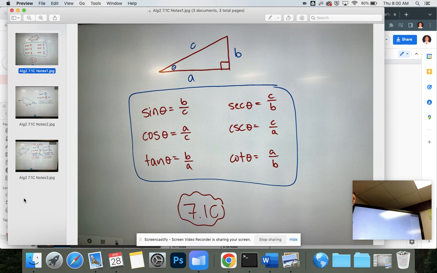All right, 7.1c. Pretty much the same kind of thing. We're still working with triangles and our trig functions. Let's just draw a triangle just to refer back to.